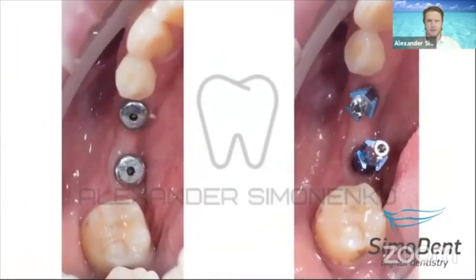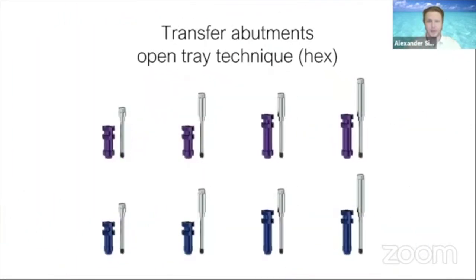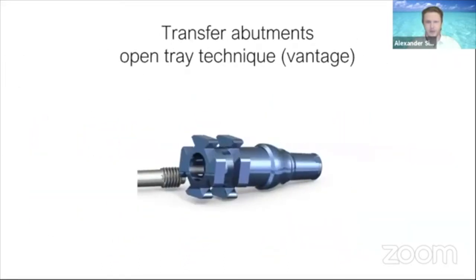After installing the 2 implants, we need to make an impression, and we fix an open tray impression abutment. There are transfer abutments for the open tray technique for the hexagon platform, a lot of types. We have 4 heights for each platform. And we also have a lot of types of open tray transfer abutments for the Vantage platform.